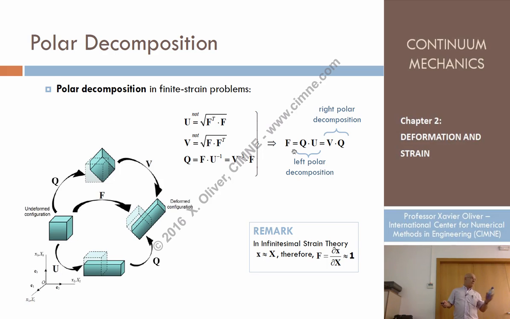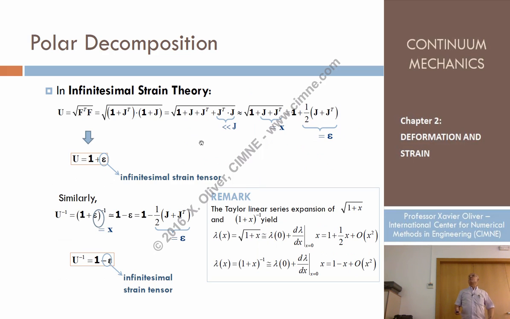F, which defines the full strain, is the product of a rotation times a stretch, or a stretch times a rotation. Remember that. That's the general case. So the issue is, how does this degenerate into something simpler for infinitesimal strain cases? Then we can just do operations. What are the expressions of this rotation matrix Q and of these stretch tensors in the case of infinitesimal strains? That is what is done here.